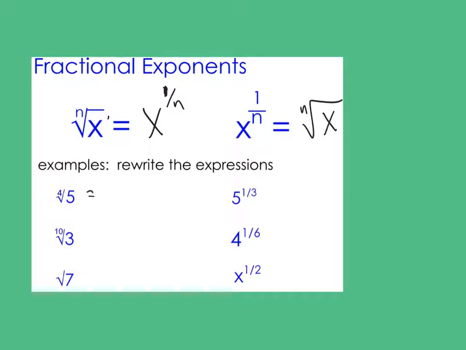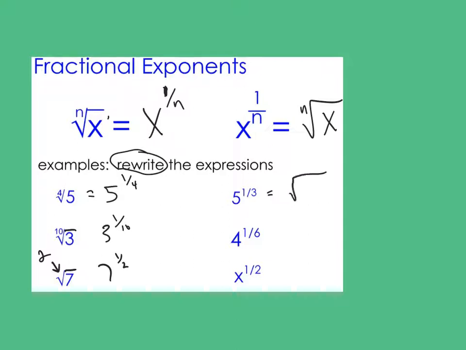So we have the fourth root of 5, so I guess that's going to be 5 to the 1 over 4. The 10th root of 3 is going to be 3 to the 1/10. There's no number here, so again, remember that's a 2 by default. That's going to be 7 to the 1/2 power. Again, we're just rewriting. We're not evaluating, right? Evaluating would be to go figure out the value for that.